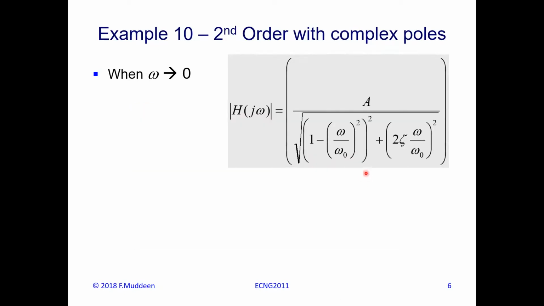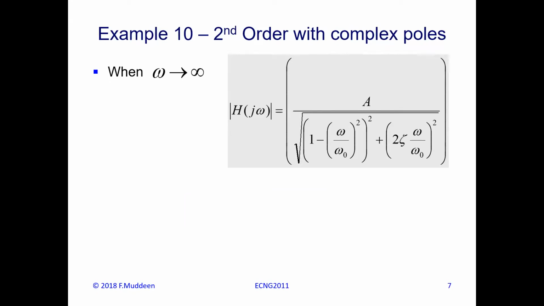What we observe is that when omega tends towards 0, the denominator of this entire equation will end up resolving into 1. So if we try to take the decibel value for this, we'll just end up getting 20 log of a accordingly.